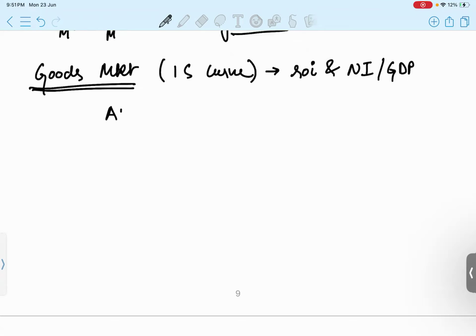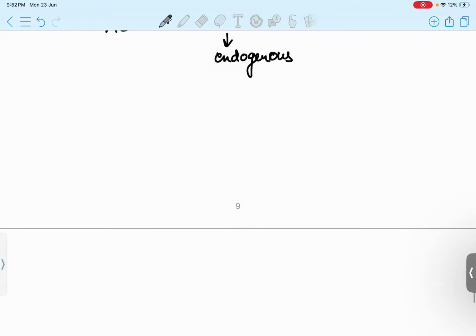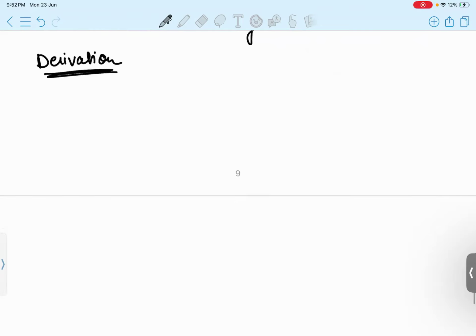When it comes to the equation representation, aggregate demand is equal to consumption demand and investment demand in the economy. In the Keynes model, we take investment to be endogenous, which is determined by the rate of interest. So when it comes to the derivation of the IS curve, how can we derive this?